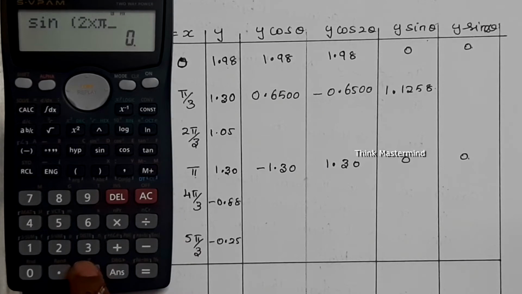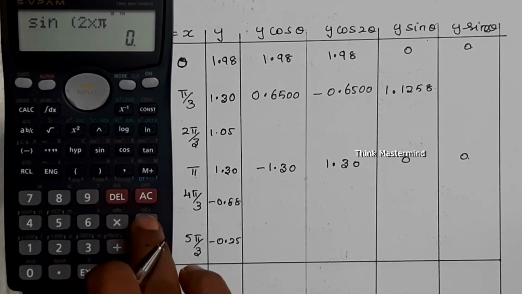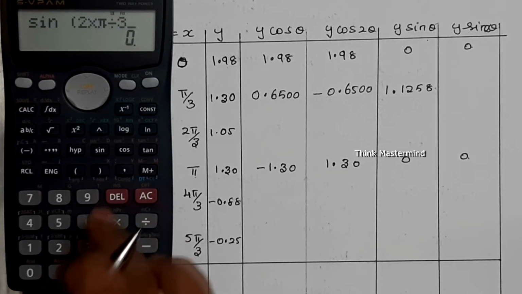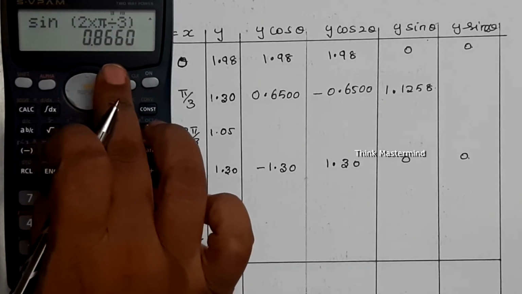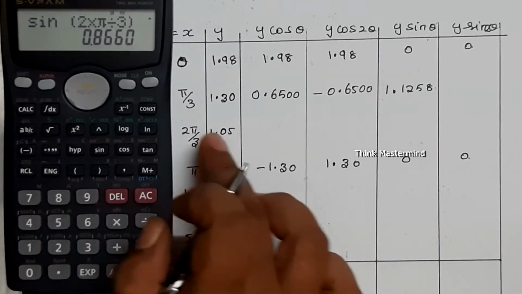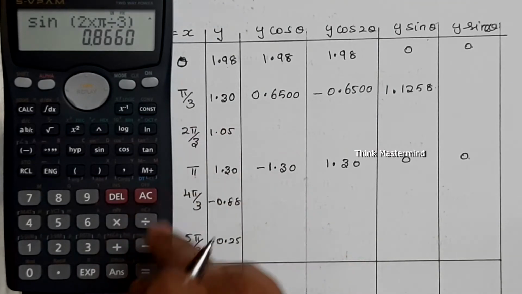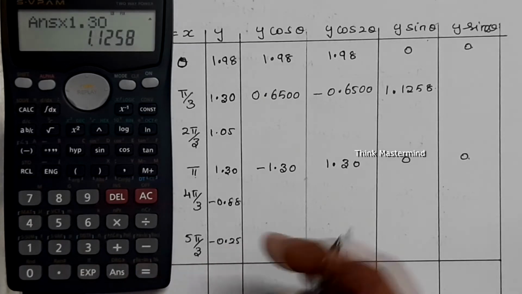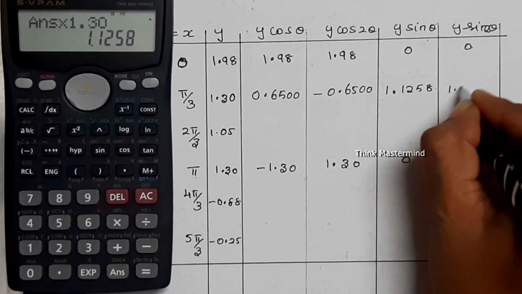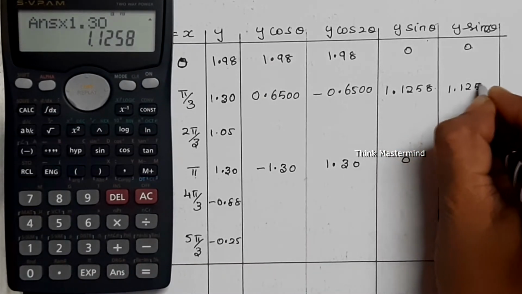Now I am going to find sin 2 theta, that is sin of 2 times pi, shift pi divided by 3, that is equal to 0.8660 into again 1.30, that is equal to 1.1258.